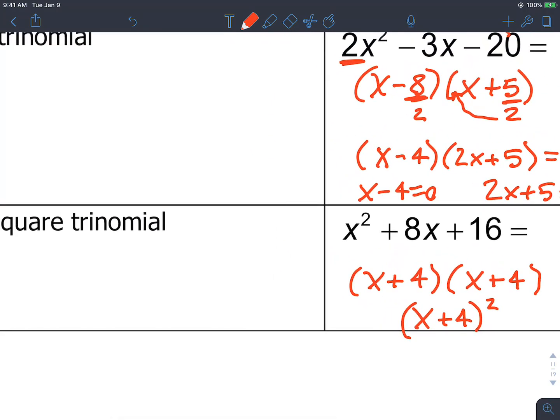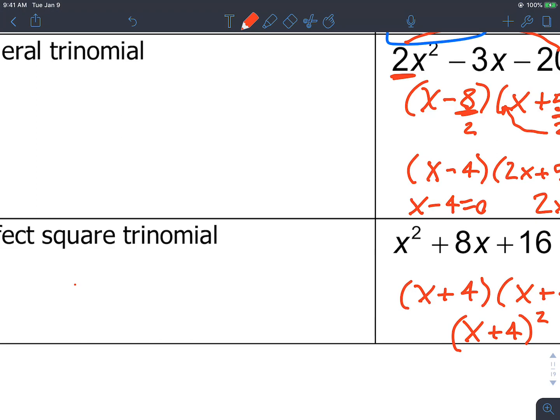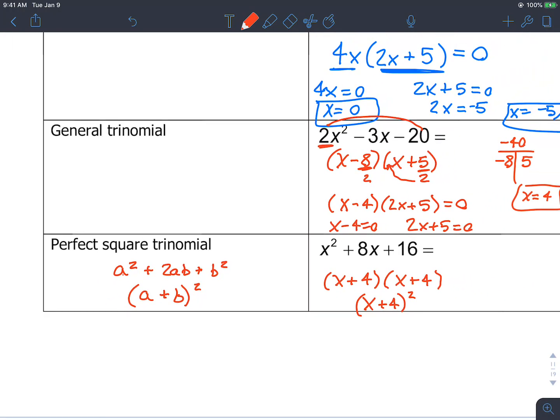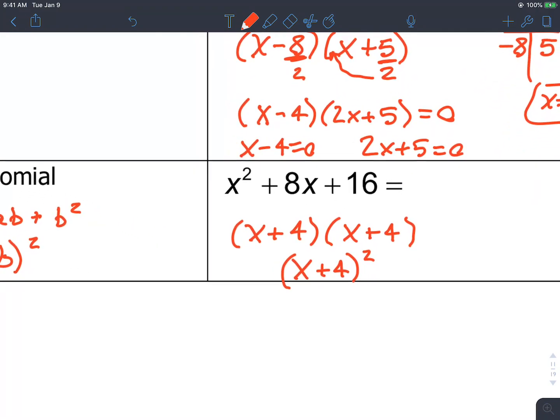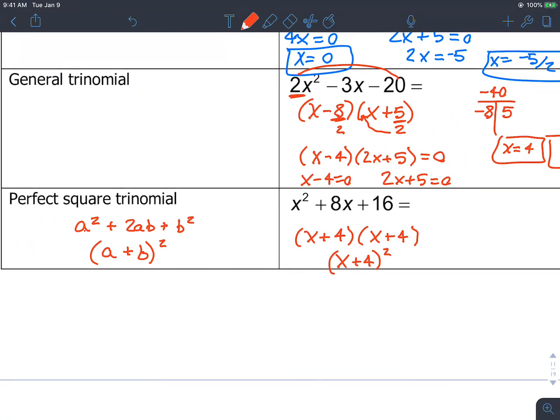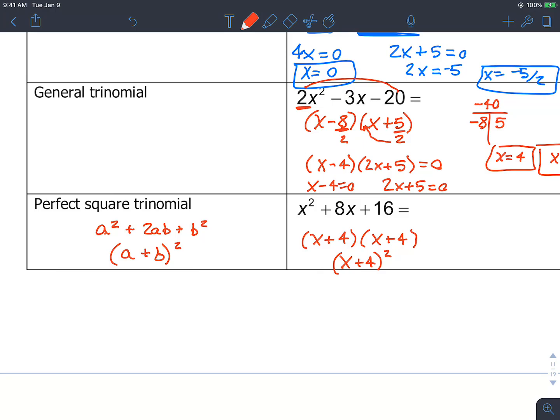And then sometimes you'll see in some math textbooks, they'll write this out. They'll say a squared plus 2ab plus b squared factors to a plus b squared, kind of like this right here. So it's kind of a shortcut. Really, I factor it like normal. I do divide and slide because you can still do that same technique for these. But that's a perfect square trinomial.